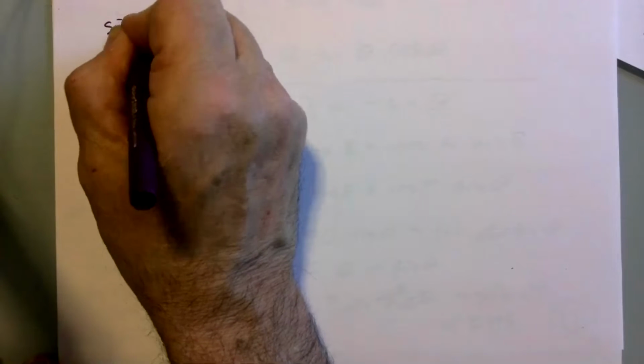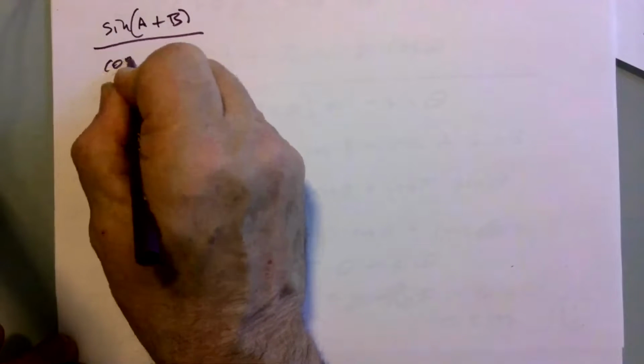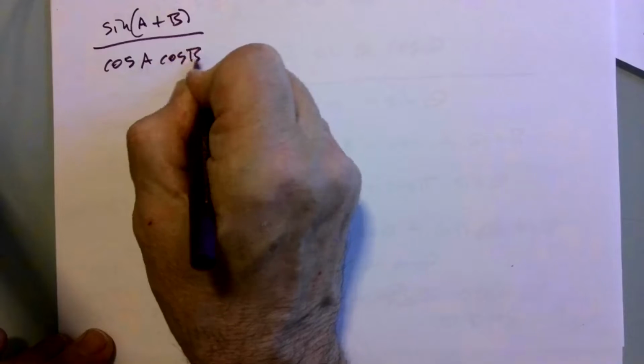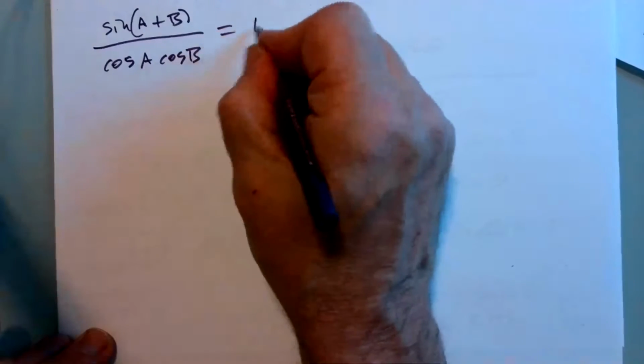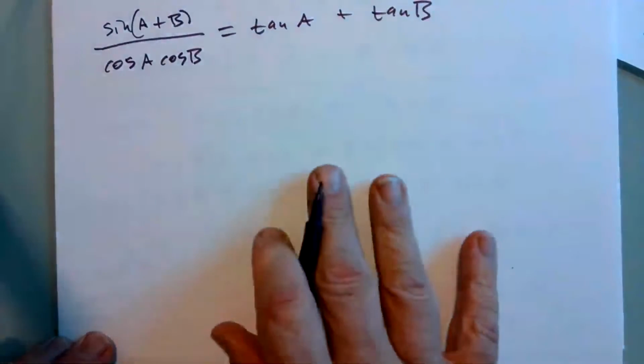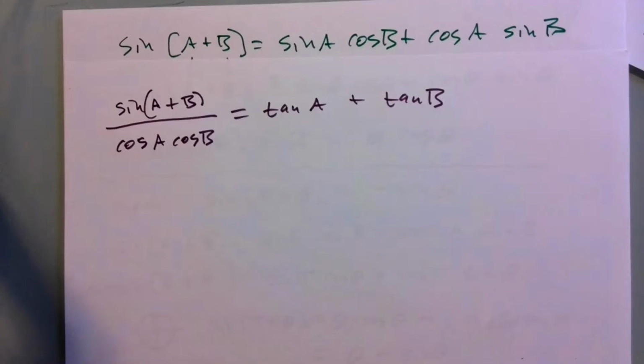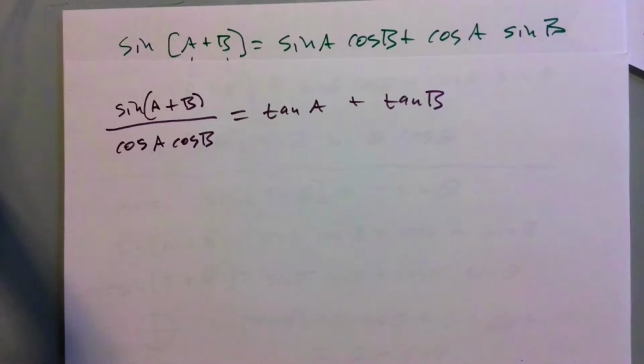Sine of parentheses A plus B, be careful how you say that, divided by cos A cos B equals tangent A plus tangent B. Take a minute to try that, and there is the identity that you want to use to help you with that. See if you can make some progress with that one. We'll take a look at it together in a minute.